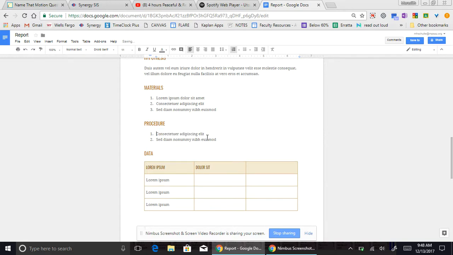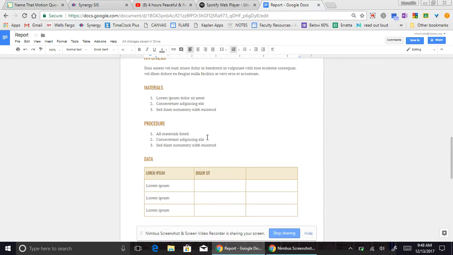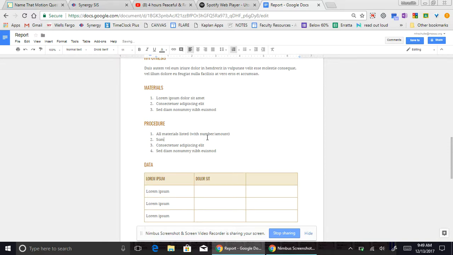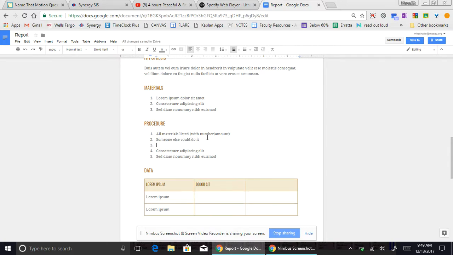it says here. For procedure, it says all materials listed, and it says with quantity. So I'm just going to write that up there with number or amount, which is the same thing as quantity. Procedure is repeatable, so someone else could do it. It's numbered. So I could put a check mark there or something because I already have it in a numbered list. Exact is pretty much the same as repeatable, so I'm going to put that up there in parentheses.